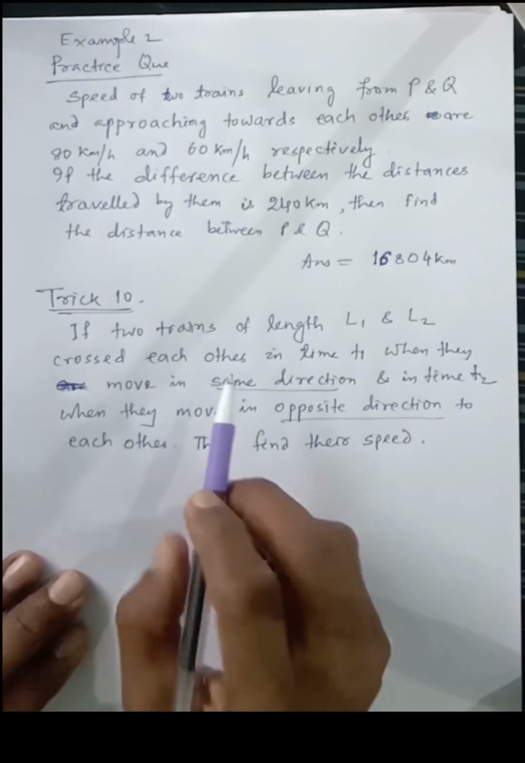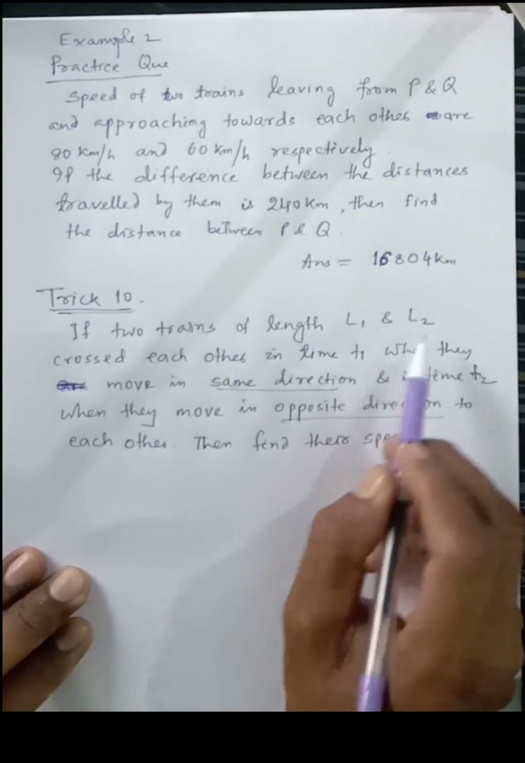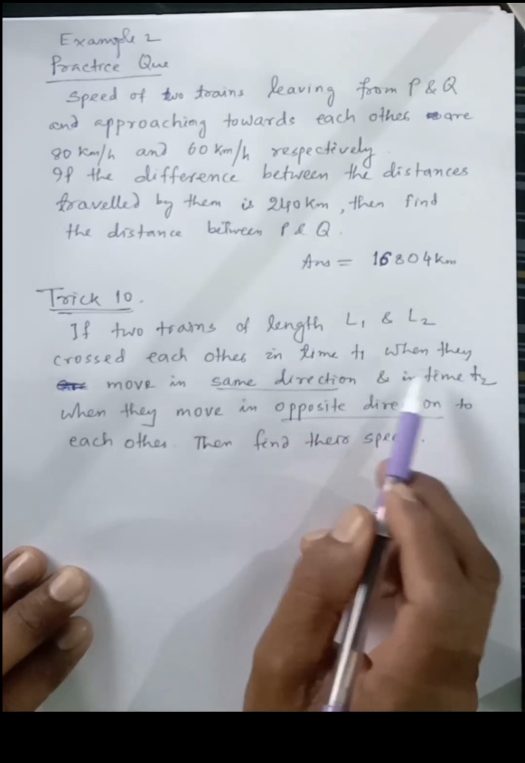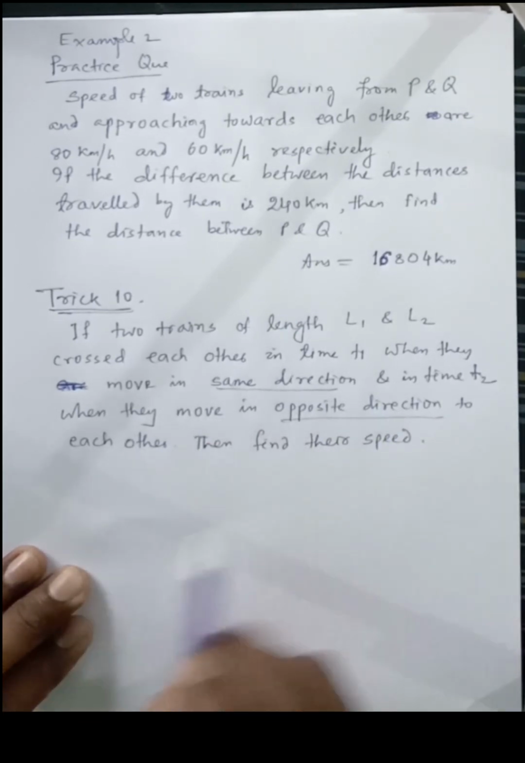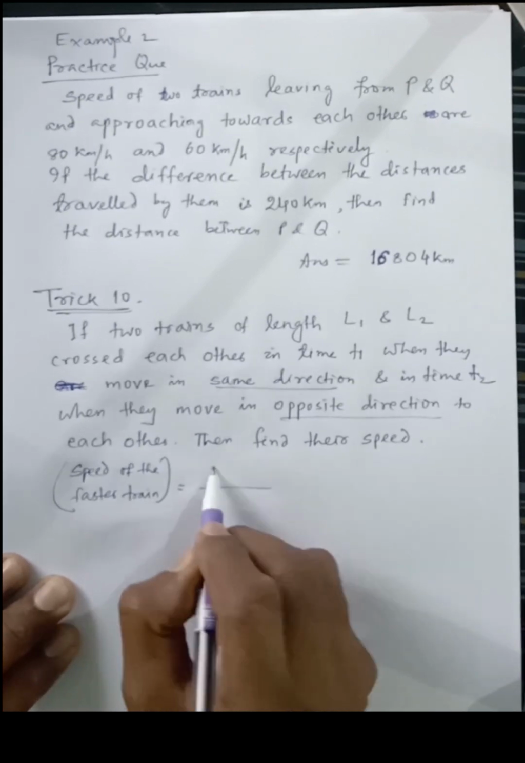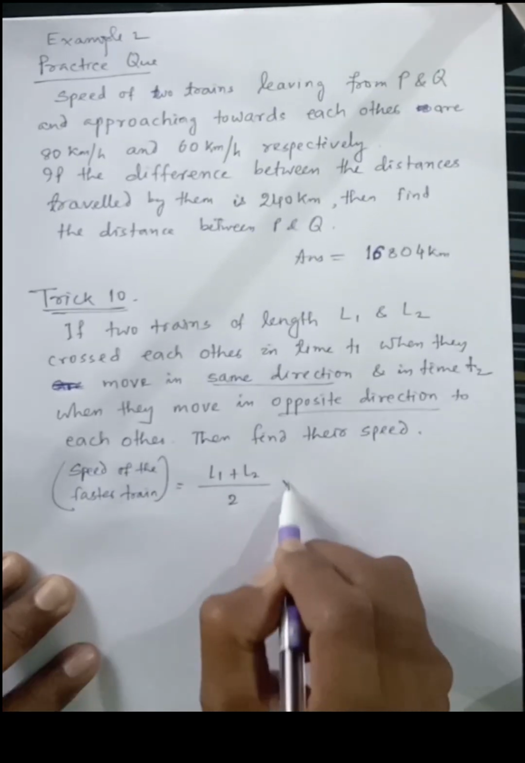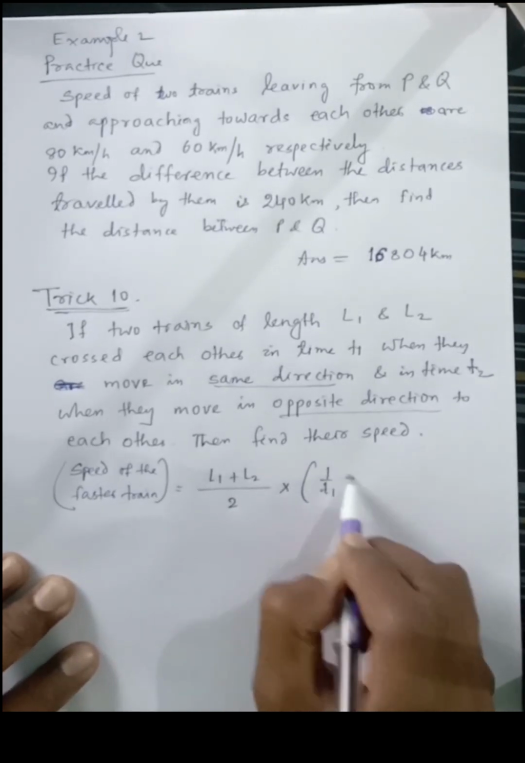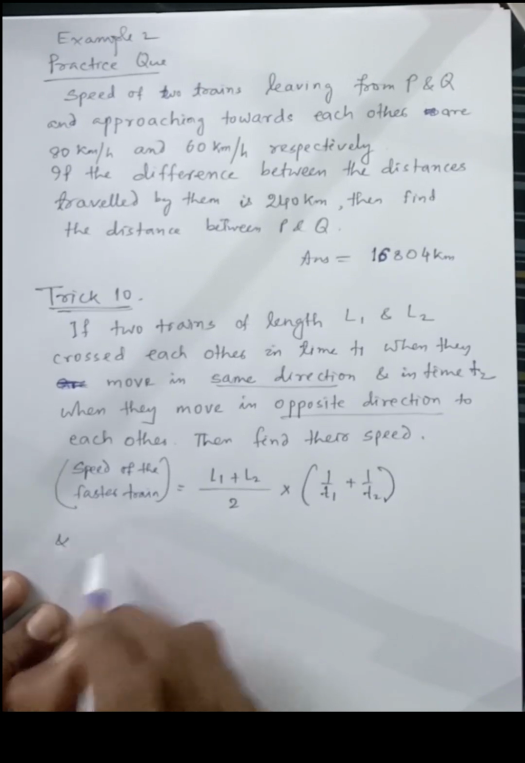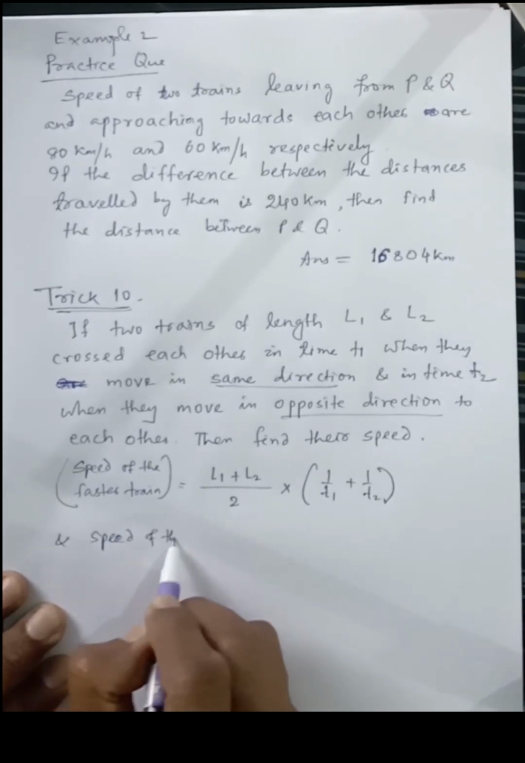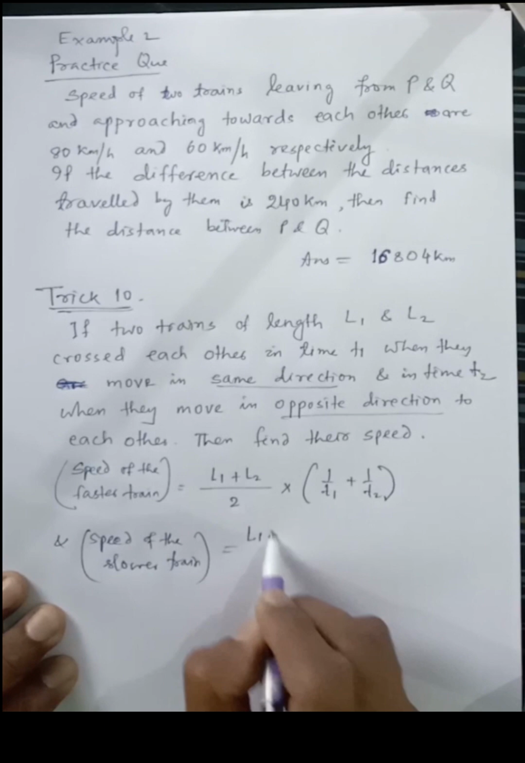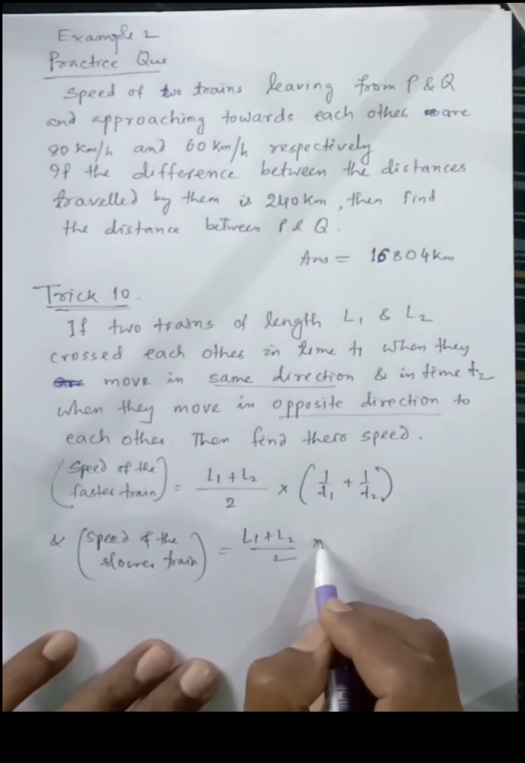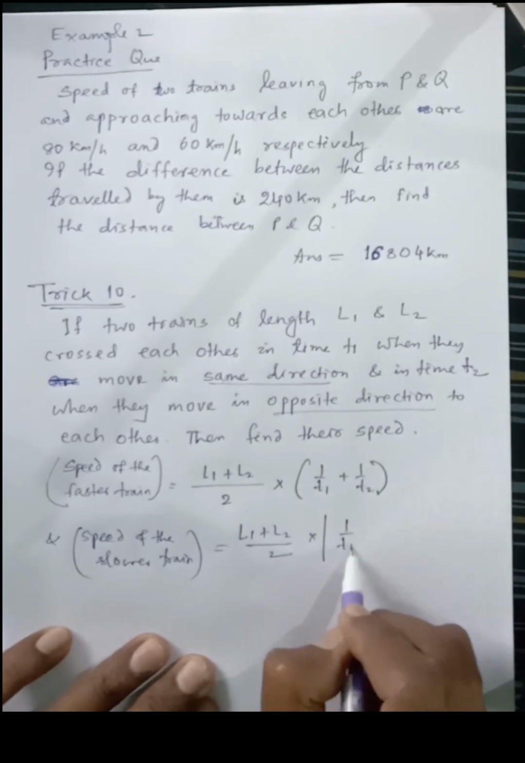If two trains of length L1 and L2 crossed each other in time t1 when they move in the same direction, and in time t2 when they move in opposite direction to each other, then the speed of the faster train is L1 plus L2 divided by 2 into 1 by T1 plus 1 by T2, and speed of the slower train is equal to L1 plus L2 divided by 2 multiplied by absolute value of 1 by T1 minus 1 by T2.